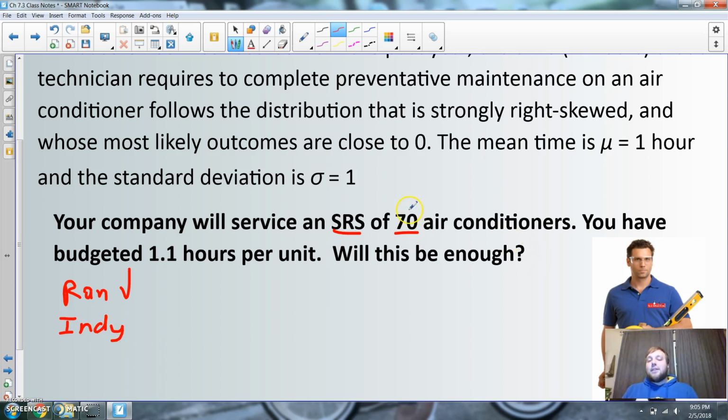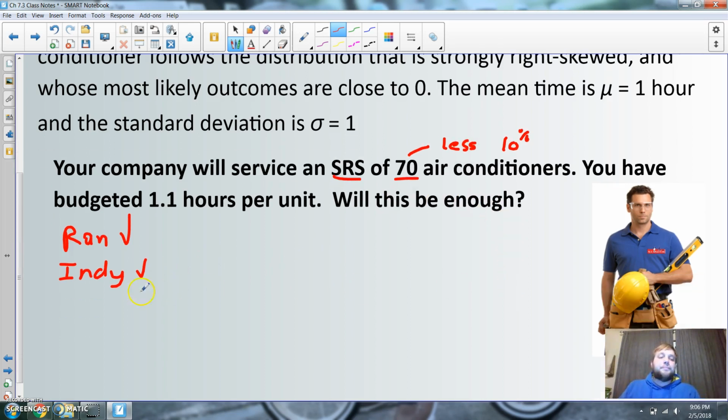Do you think 70 air conditioners is less than 10% of the population? Well, what's our population of air conditioners? People. I bet they serve over 700 people with air conditioners. I mean, Janesville alone has 40,000. No, 60,000? I don't know how many people. 66,000. Alright, assuming that, and I don't have time to write this all down. If I was actually doing this and I had a pen, I would write it down. I would say, yes, pass the independence test, assuming there's more than 700 people.